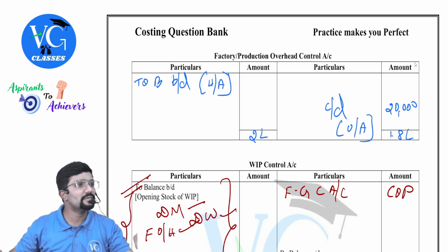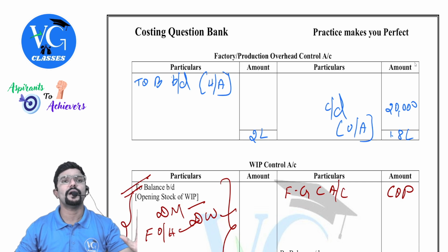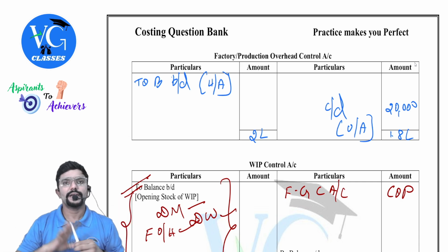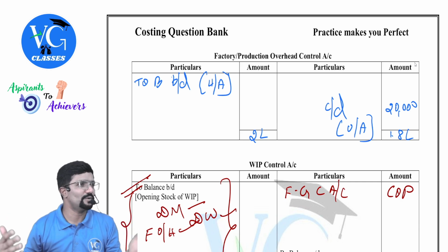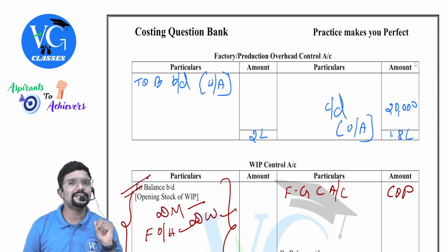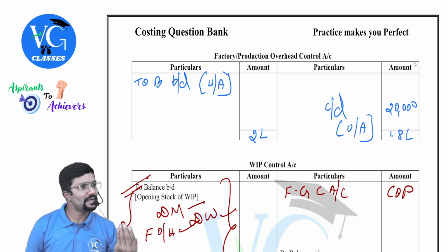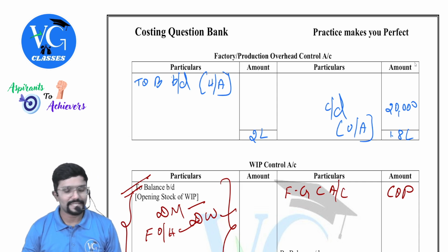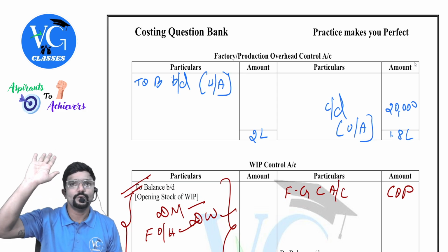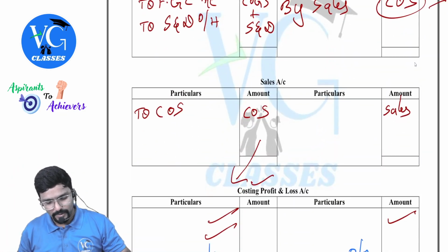Clear? Debit side represents what? Incurred or absorbed? Incurred. Credit side represents what? Absorbed. Accordingly, decide. Credit side is more means absorbed more: over absorption. Debit side more means incurred more: under absorption. Under absorption, guys. Is that clear?